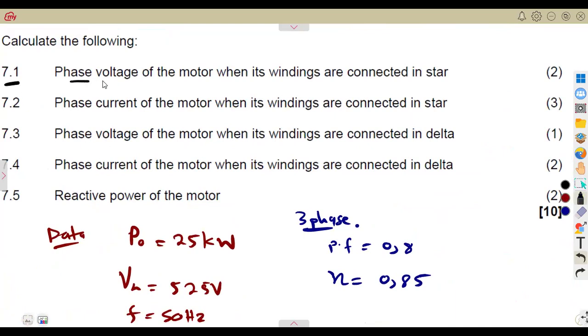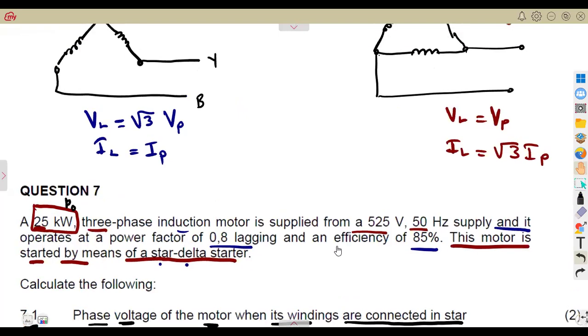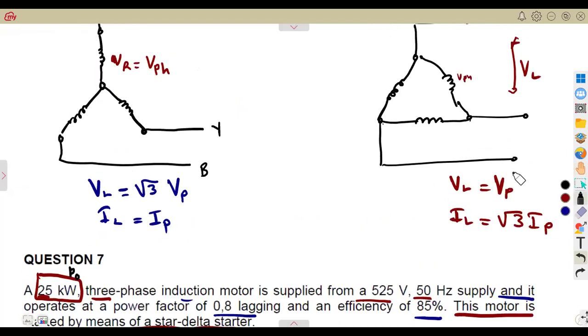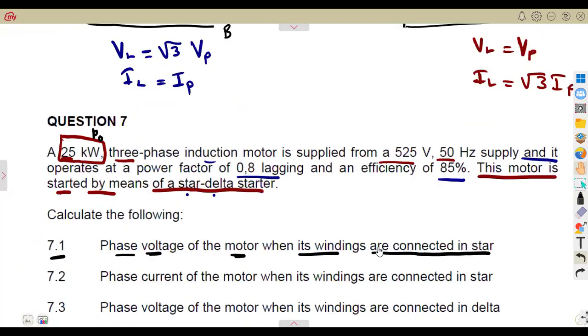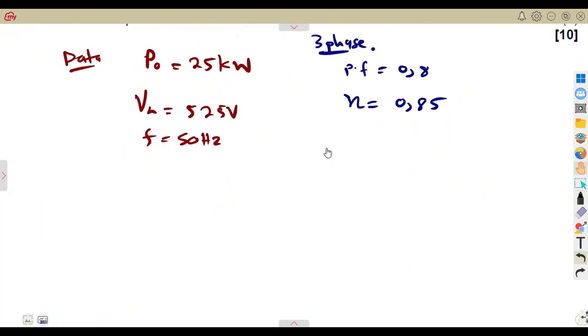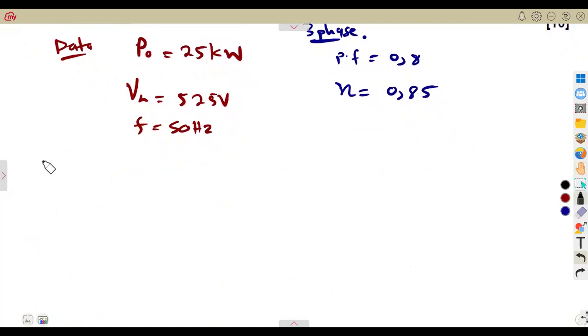7.1: the phase voltage of the motor when its windings are connected in star. They are connected in a star connection. So this is it, guys. In a star, what is the relationship between the voltages? We saw that VL, which is the line voltage, is equal to square root of 3 VP. This is considering a star connection. We are in a star connection, all right? So in this case of 7.1, we are considering this to be connected in a star. And in a star, the line voltage is equal to square root of 3 times the phase voltage.